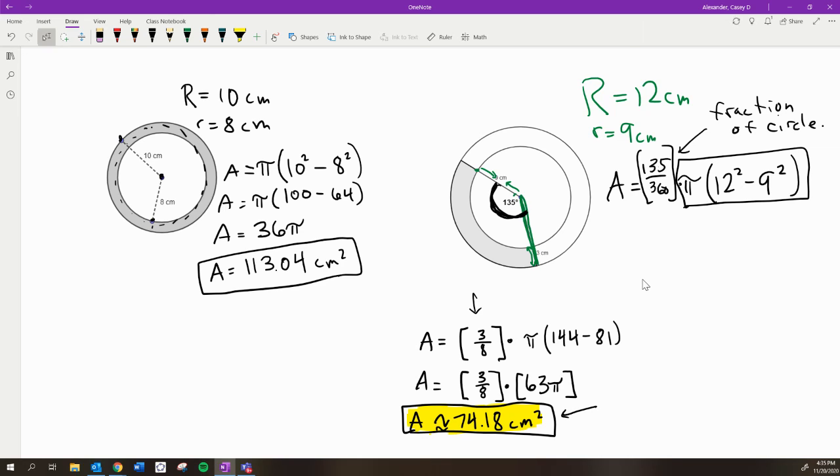So if you haven't had a chance, you should go to the GeoGebra investigation that I've posted and try the problems 1, 2, 3, and 4 at the end and see if you can find those shaded areas.